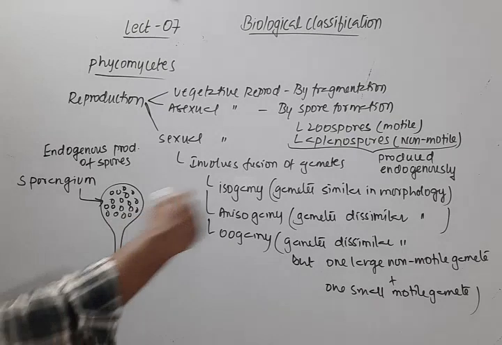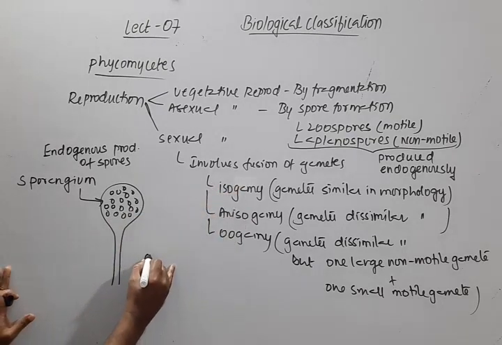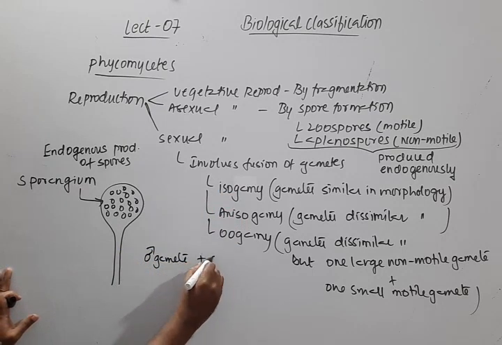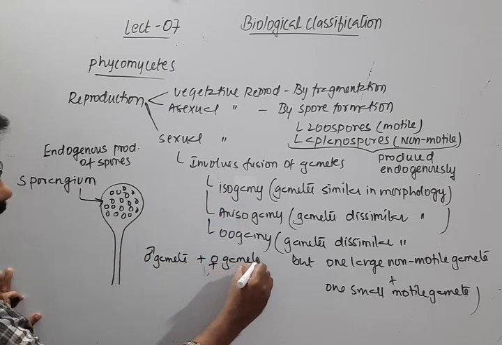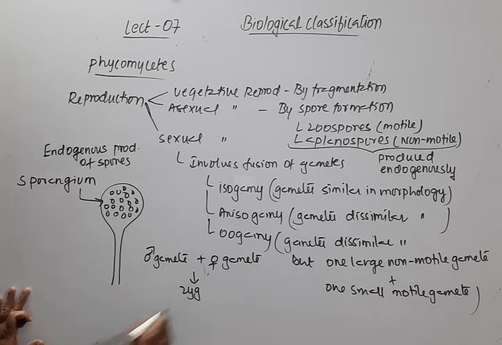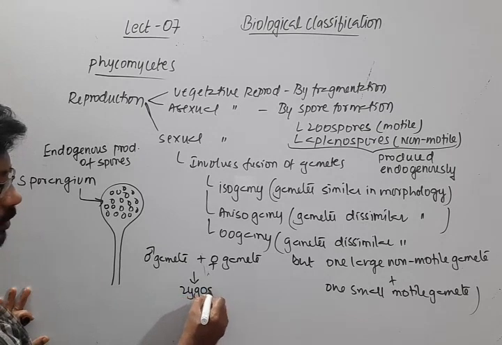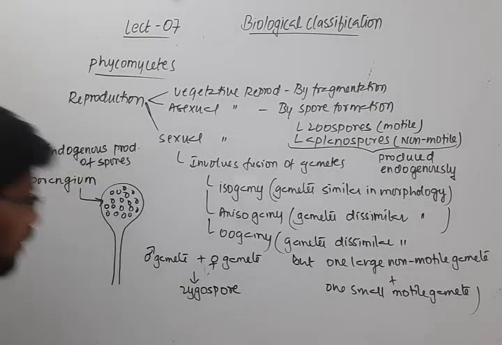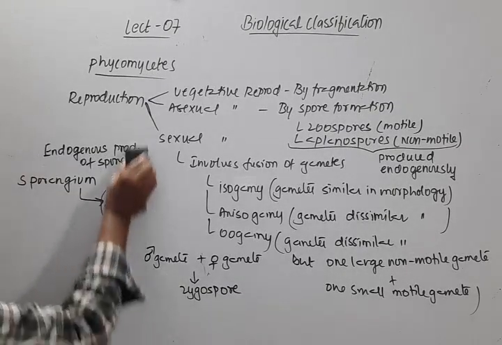Then, again coming to the sexual mode of reproduction, here there is fusion of gametes, the male gamete and the female gamete. Its fusion results in the formation of a structure called the zygospore. How does this zygospore formation take place?